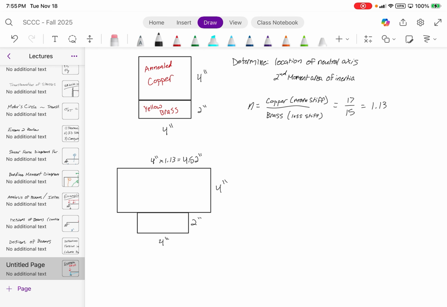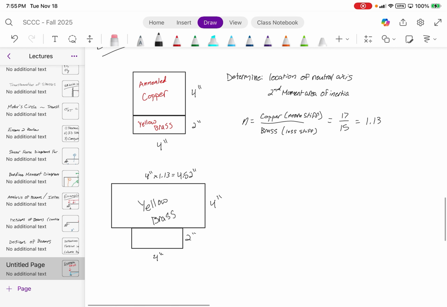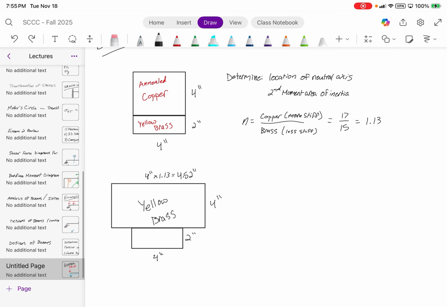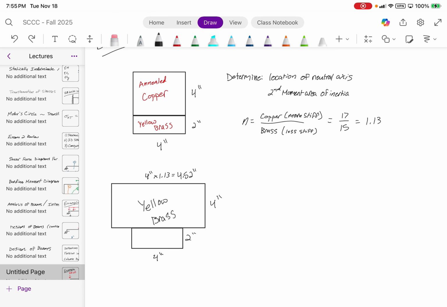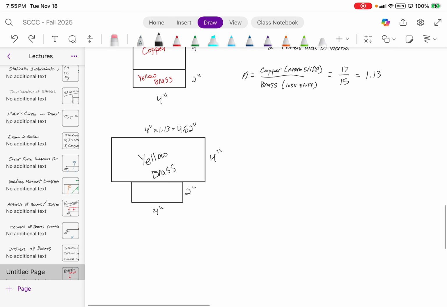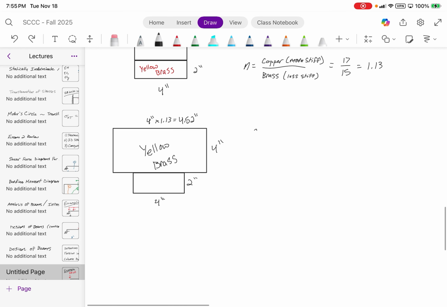And now our entire thing is in yellow brass, which means our Ix value is going to be in terms of yellow brass. So I should have really said second moment area of inertia of this material, but it's whatever. On an exam, I will specify it if I give you guys this type of problem. Or if I ask you to calculate stress, I will tell you what the second moment area of inertia is with respect to what material, so you know how to proceed, okay? Not that it's just second moment area of inertia and then you're left to guess what it means. All right, so from here, make your tables.